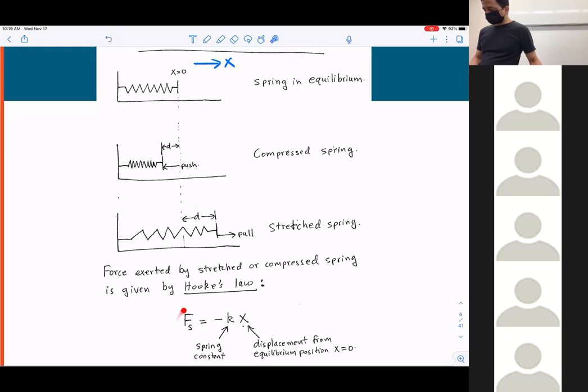And Hooke's law basically says that the spring force will be proportional to the amount that you stretch it or compress it. The constant of proportionality is called the spring constant. And again, we feel this, right?